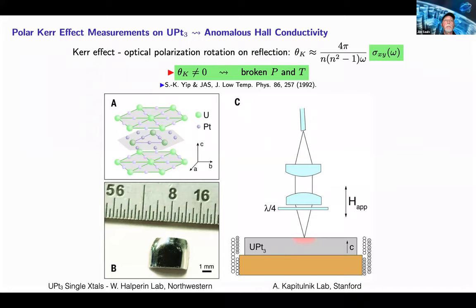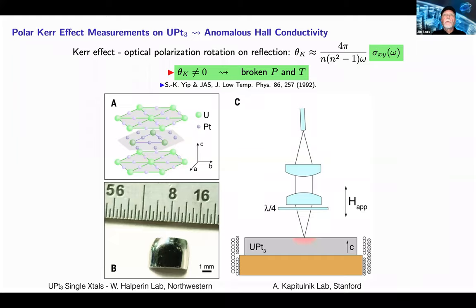So this was a collaboration between Bill's lab and Aaron Kapitulnik's lab at Stanford, where they have a Sagnac interferometer, and Bill's group provided high quality single crystals, appropriately cut to look at reflected light off of the C-axis cut of the crystal. Now, the observation of the polar Kerr effect is an observation of the anomalous Hall conductivity at optical frequencies. And so there's early work by a number of authors, including myself and Soonkit, back in 92, connecting broken P and T symmetry to circular birefringence and dichroism, and correspondingly, the polar Kerr effect.